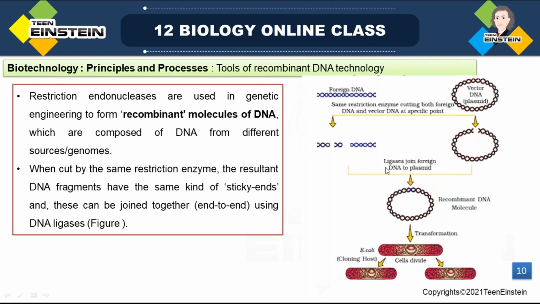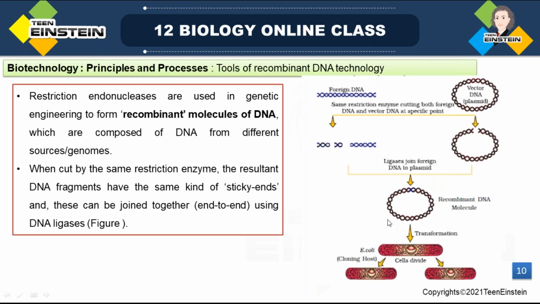Then comes ligase. Ligase joins them. Here the foreign DNA and the vector DNA both are getting joined with the help of ligase enzyme, which is the molecular glue. Ligase enzyme is otherwise called molecular glue. Okay. Then this is the recombinant DNA. After joining, both will join and form a complete structure. So that is the recombinant DNA molecule.